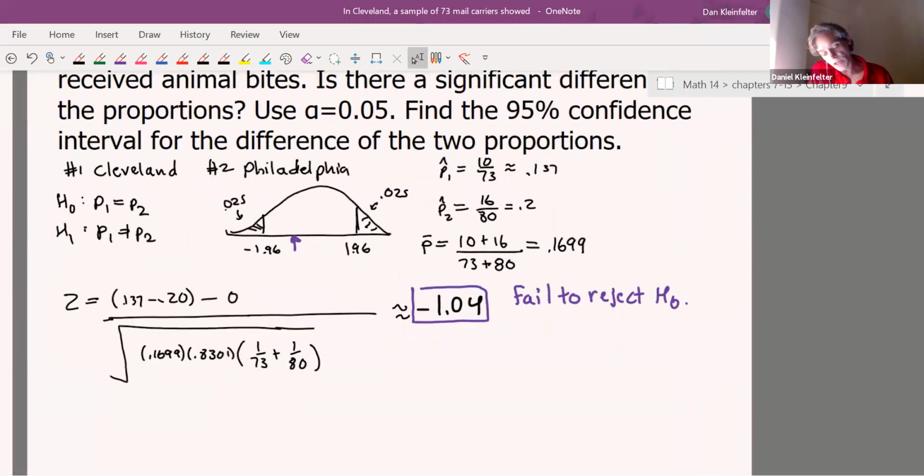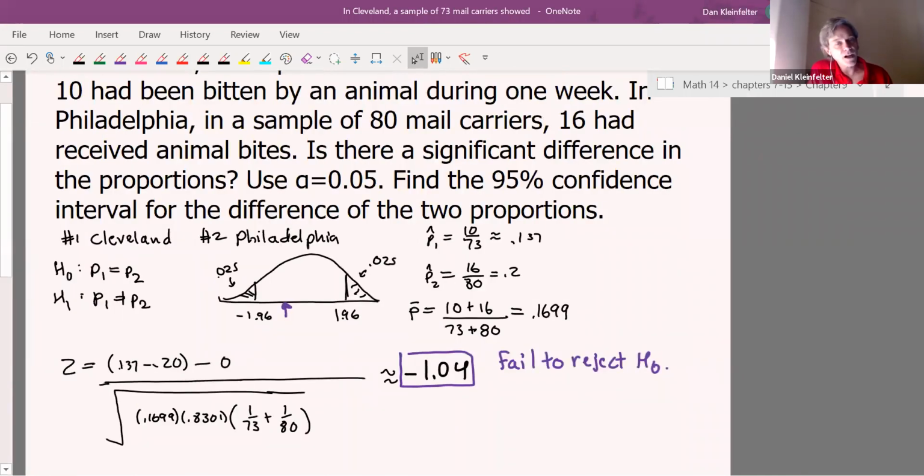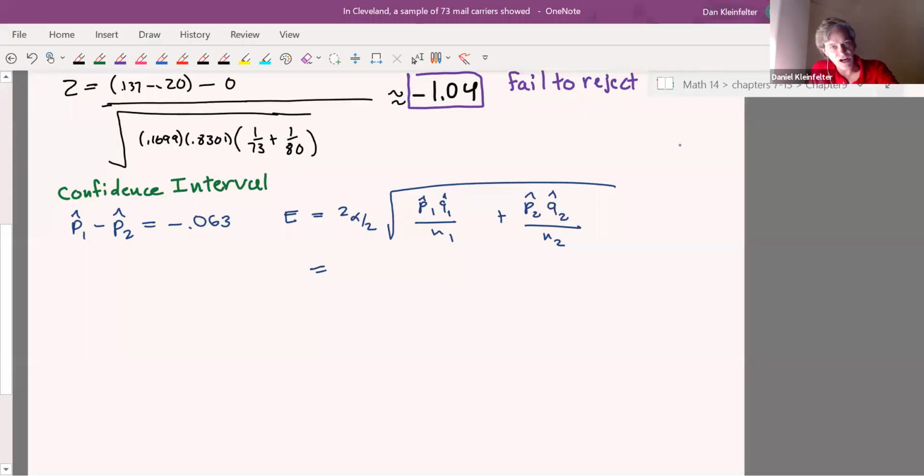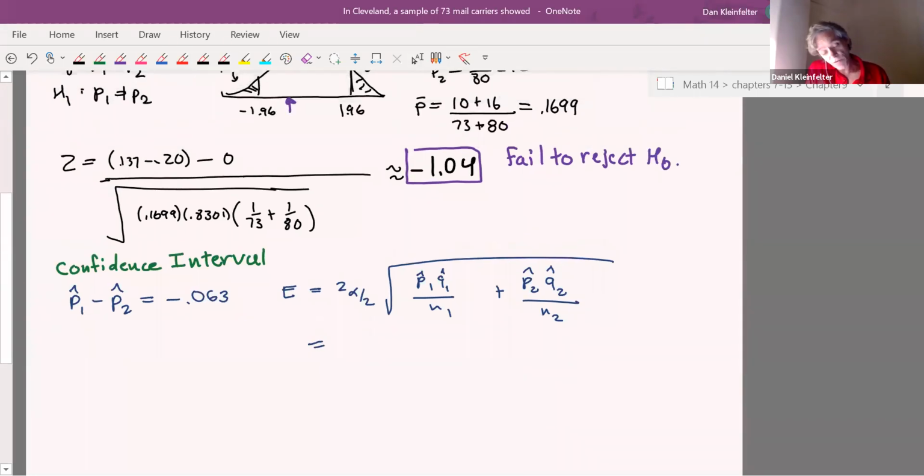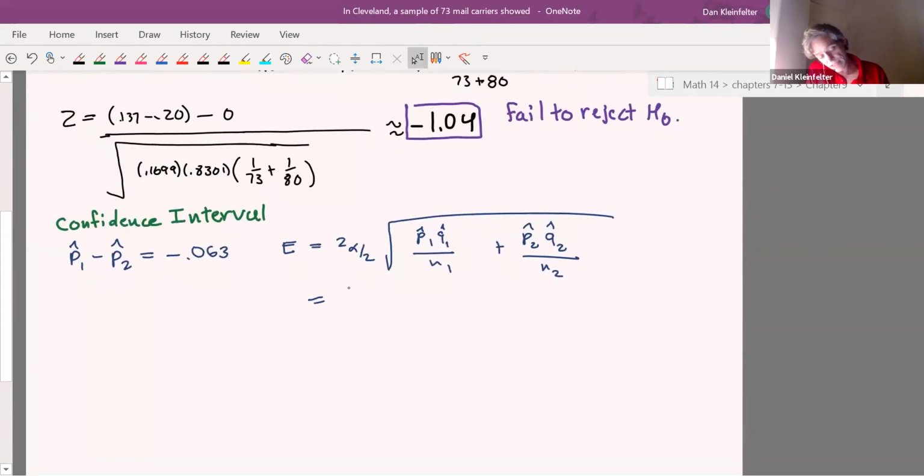Let's see about constructing a 95% confidence interval and see what we get. So pause the video at this point and start to construct that 95% confidence interval, and then restart the video and see how far you've got. Right, so this is the start. I'm going to need the difference between the P1 and P2 hats. That works out to be about negative 0.063. And then we've got our formula. Our Z alpha over 2 is going to be 1.96, since we're constructing that 95% confidence interval.